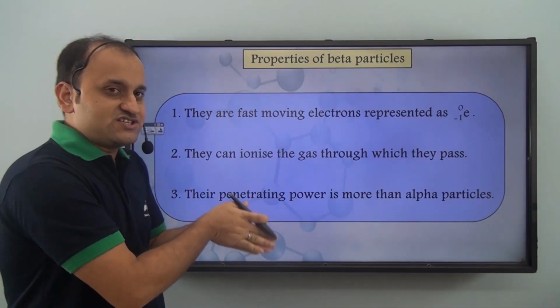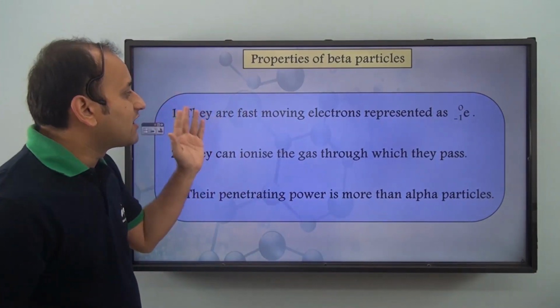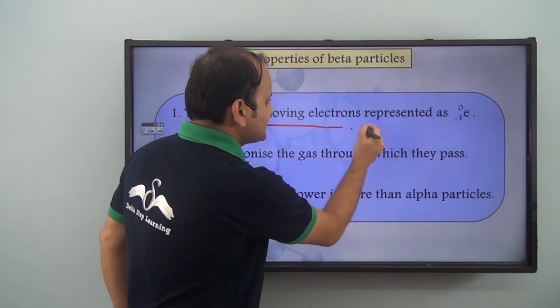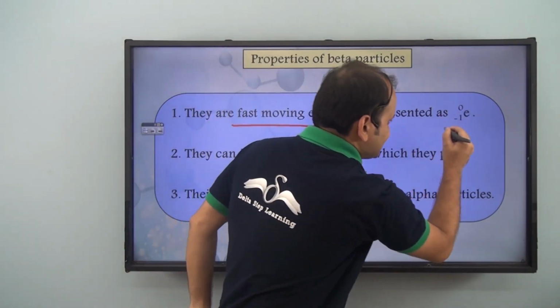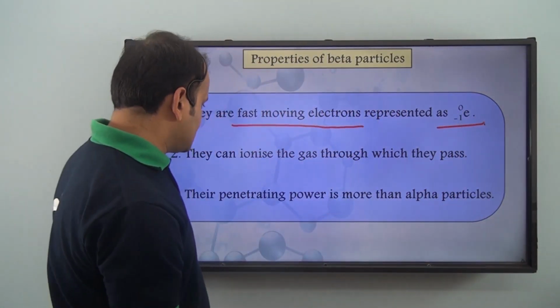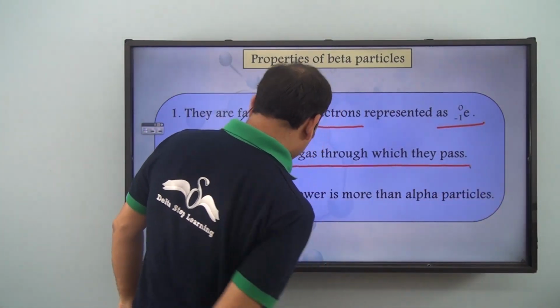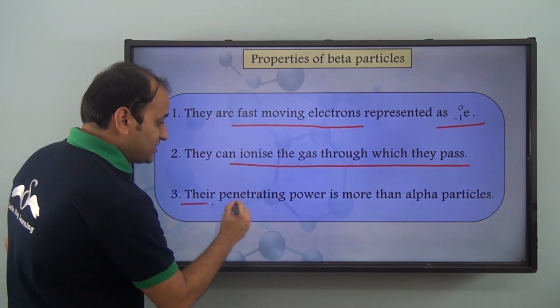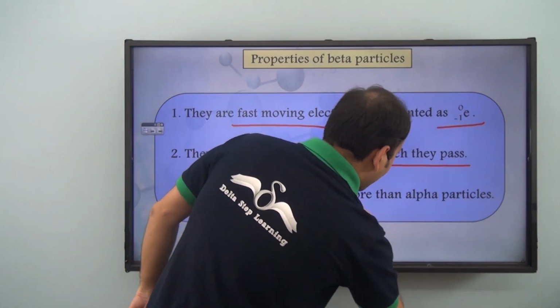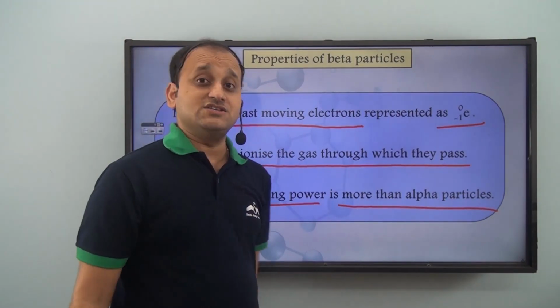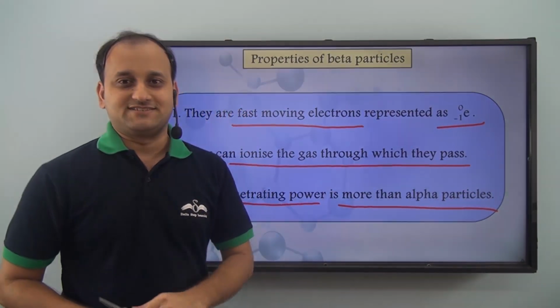So what are the properties of beta particles? They are fast moving electrons represented as e 0 -1. They can ionize the gas through which they pass, and their penetration power is more than alpha particles. So these are the 3 main properties of beta particles.